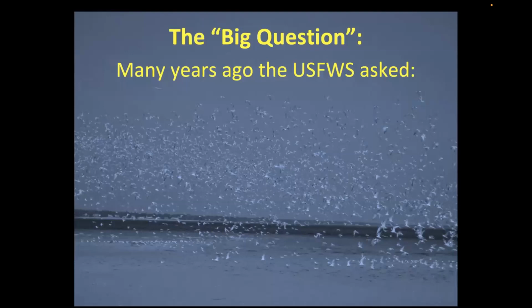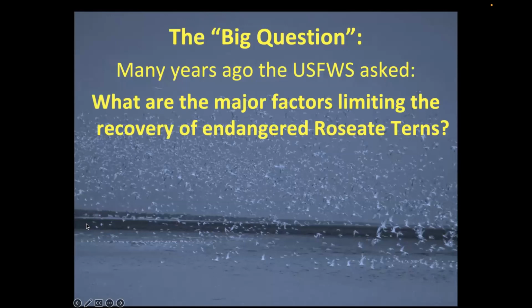Okay, so many years ago, the Fish and Wildlife Service asked the big question, as I call it. And that is, what are the major factors limiting the recovery of endangered roseate terns? And it was our work basically done at Falkner back in the late 70s and early 80s which provided the facts necessary for the Fish and Wildlife Service to have the species declared endangered. And so now, once it got declared endangered, the next question is, well, what's going on? What's causing the low population problem?